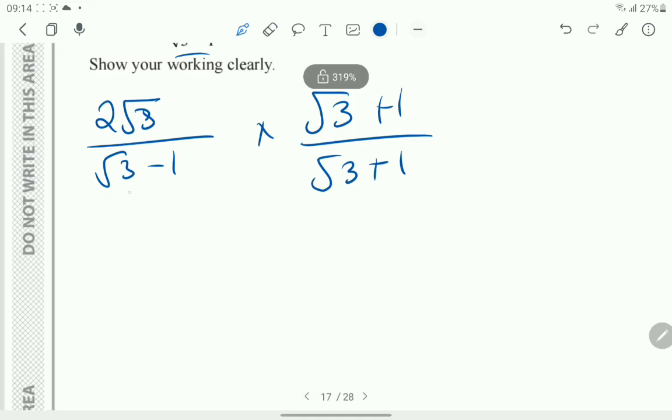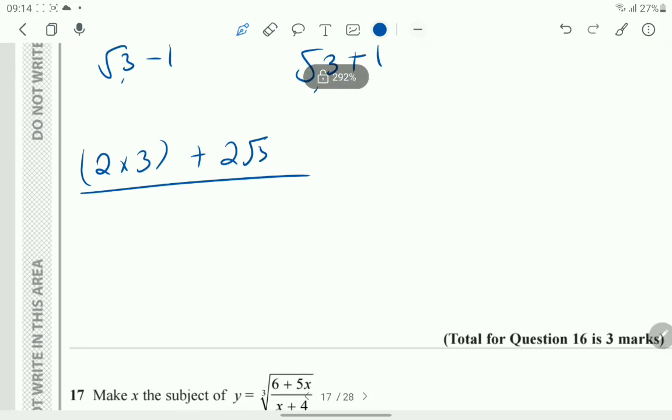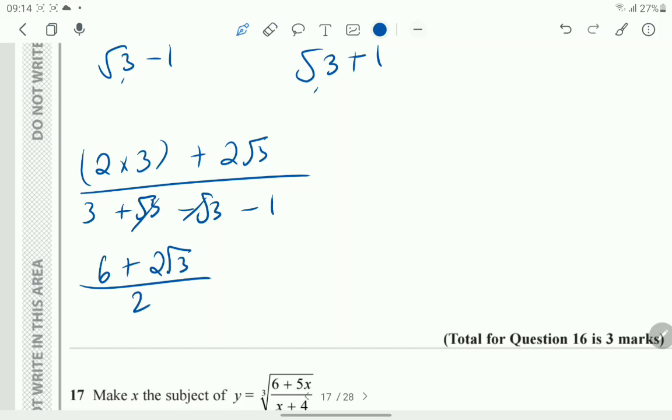So multiplying this with this and this with this would give us 2 times 3, because root 3 and root 3 become 3, and this gives us plus 2 root 3. And now in the denominator, root 3 and root 3 give us 3, root 3 into plus 1 is plus root 3, minus 1 into root 3 is minus root 3, minus 1 into plus 1 is minus 1. Now these cancel, so the numerator is 6 plus 2 root 3 over 2.